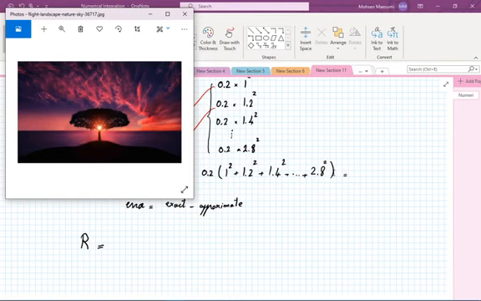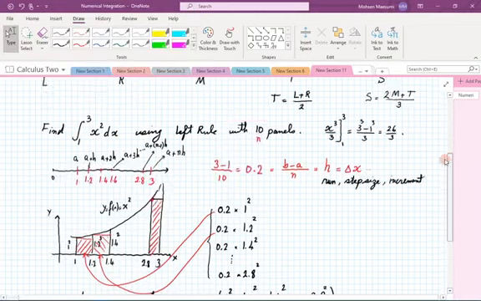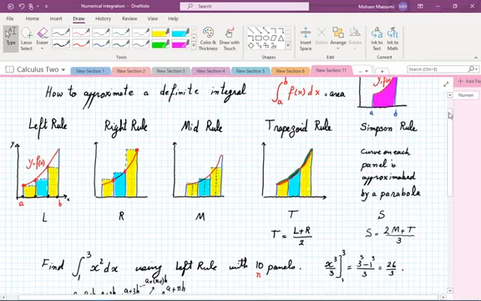The question now I have, again, you want to pause this and write a similar answer for the right rule. What is that going to be? So let's go to the picture to make sure. What's the difference between right and left? At the right rule, the height of the very first rectangle is decided at the end of the panel, not at the beginning of the panel. So in my problem, the very first height is 1.2. So that's one difference.